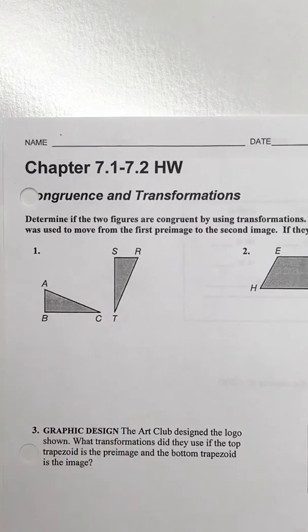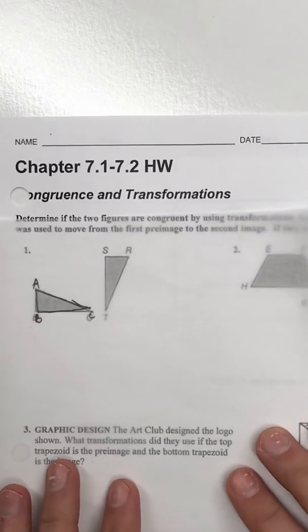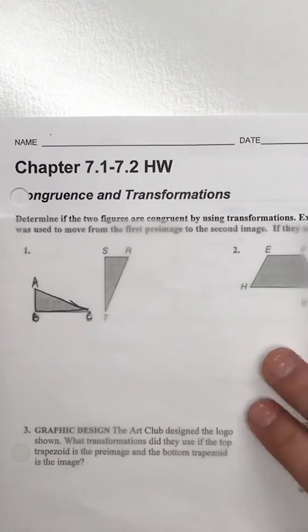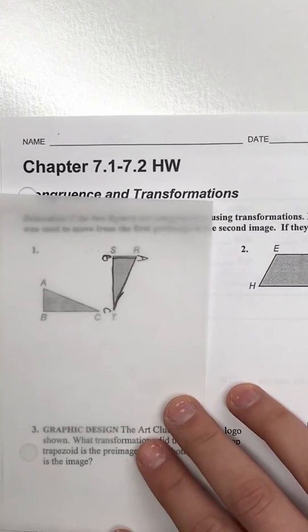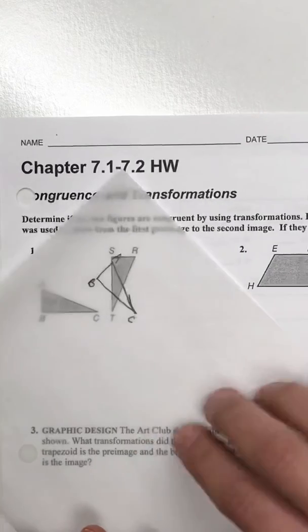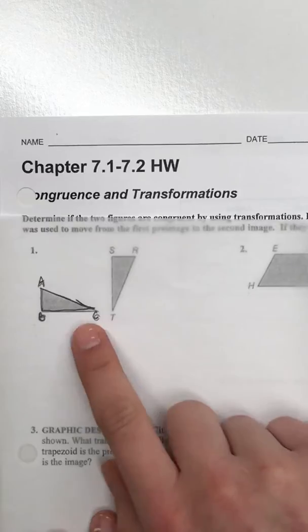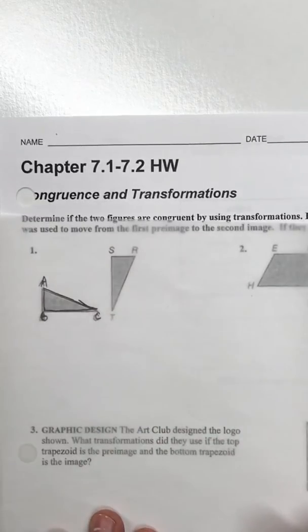So if we look at example 1 here, I have a sheet of patty paper so that you can see, and we can kind of play around with the patty paper to see what transformations occurred. Now, the first question is, are they the exact same size? Well, when I place the patty paper on the other shape, it is. Now, how do I get my pre-image, which is my first shape, to my image, which is my second shape?